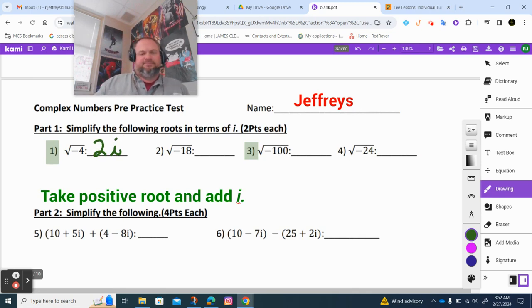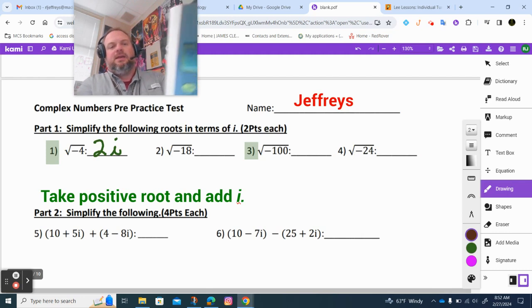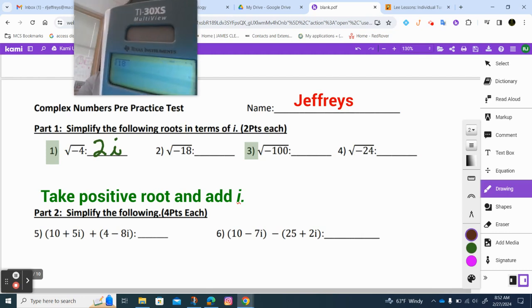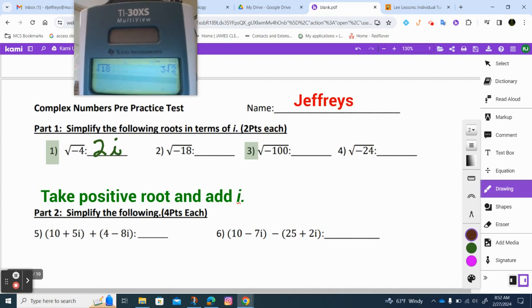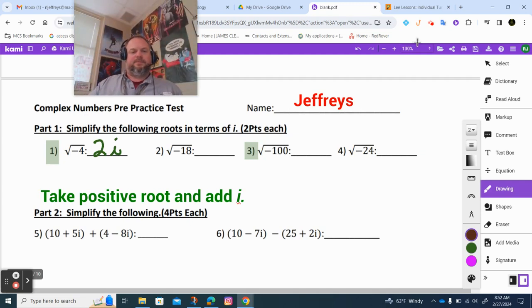Now, if we're doing number 2 right here, and it's square root of negative 18, don't put the negative in there. Don't do it. It's going to give you a syntax or a domain error. So square root of 18 says 3 root 2. All right, where do we put the i? After the 3, right there.